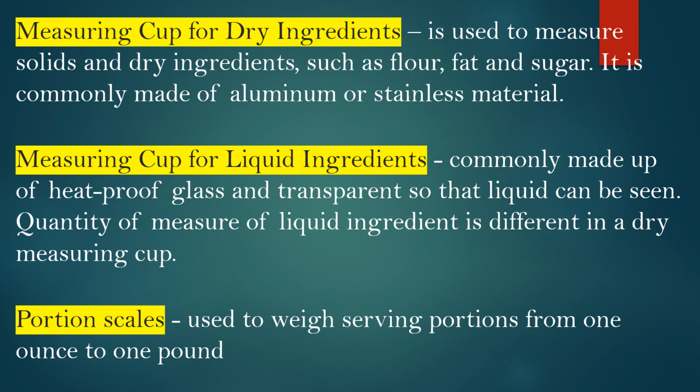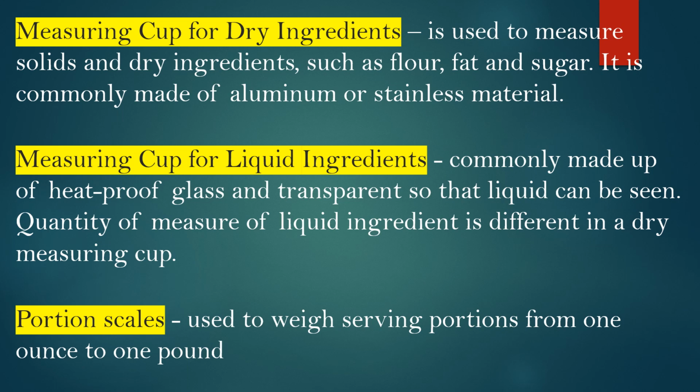Okay, so we have measuring cup for dry ingredients. Okay, so it is used to measure solid and dry ingredients such as flour, fat, and sugar. So it is commonly made of aluminum or stainless material. So, tandaan, yung ating measuring cup for dry ingredients, ginagamit natin siya pang measure ng ating solid and dry ingredients such as flour, fats, and sugars.